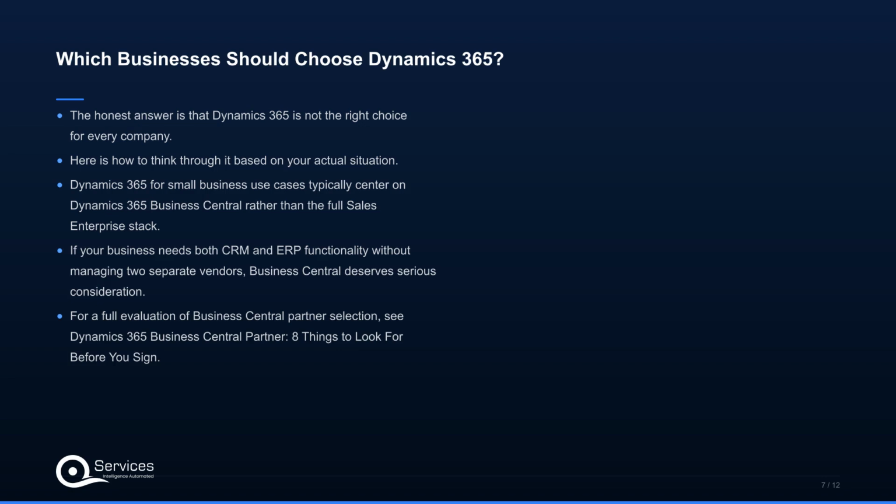If your business needs both CRM and ERP functionality without managing 2 separate vendors, Business Central deserves serious consideration. For a full evaluation of Business Central partner selection, see Dynamics 365 Business Central Partner, 8 things to look for before you sign. Mid-market companies already running Microsoft 365 get the most immediate ROI from Dynamics 365 Sales because the integration work for Outlook, Teams, and SharePoint is nearly zero.